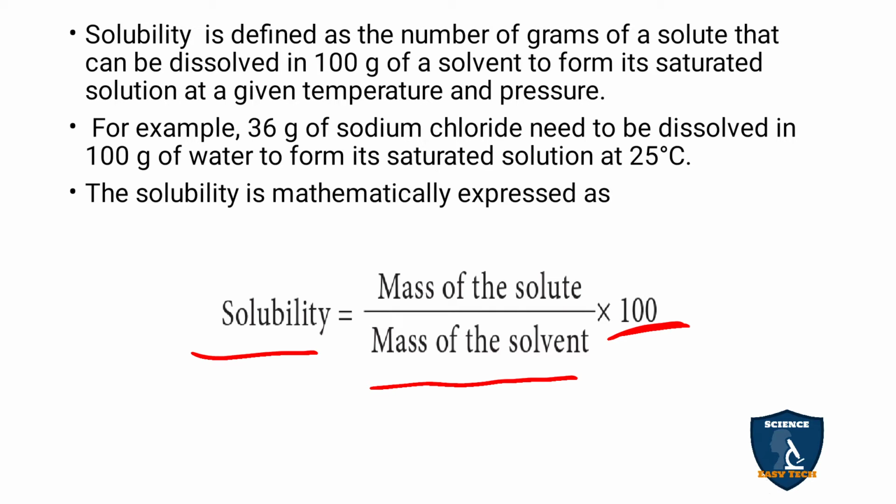So the definition of solubility means the number of grams of solute dissolved in 100 grams of solvent at a given temperature is called solubility. The example is 36 grams of solute, that is sodium chloride, dissolved in 100 grams of water. This forms a saturated solution at 25 degrees Celsius temperature. And mathematically, the solubility is written as mass of solute by mass of solvent into 100.